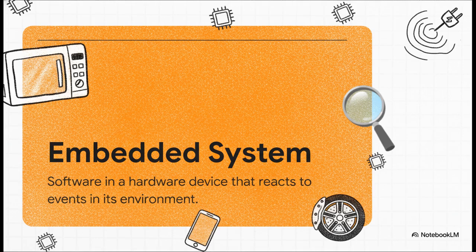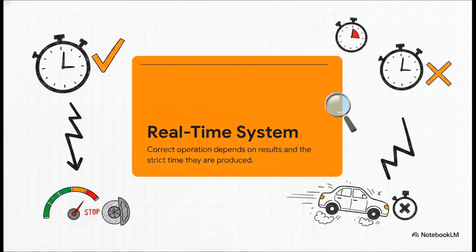First up, an embedded system is a software system embedded in a hardware device that reacts to events in its environment. The software is literally built into the hardware, often in read-only memory. Economically speaking, these things are absolutely huge. Think about it. Almost every electrical device you touch today, your microwave, your mobile phone, your car's anti-lock brakes, they all run on embedded software. In fact, our source notes that in developed countries, there are literally dozens of embedded microprocessors for every single person. They are everywhere.